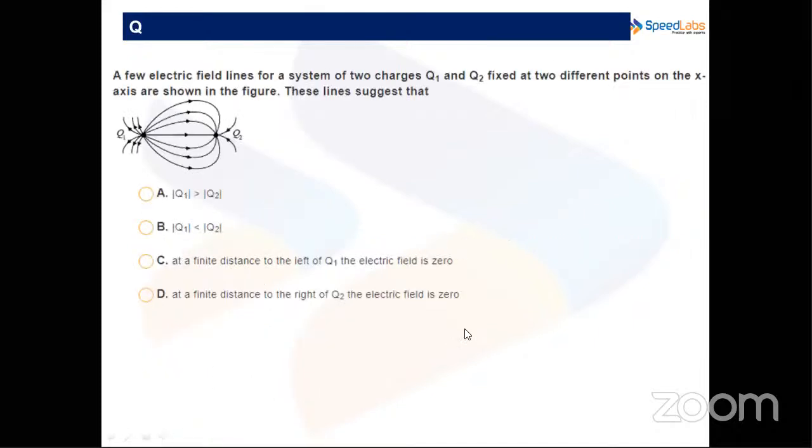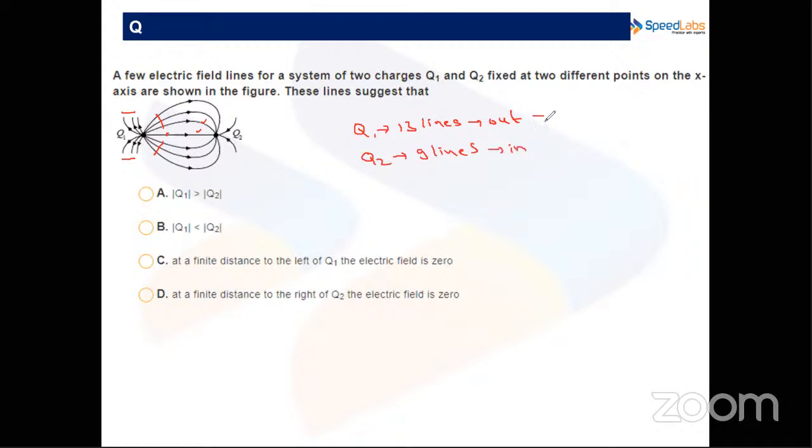A few electric field lines for a system of two charges Q1 and Q2 fixed at two different points on x-axis are shown in the figure. Now these lines suggest what? Can you see there are 3, 6, 9, 12 and 13. There are 13 field lines which are going out from Q1, and they are going out. And for Q2, there are 1, 2, 3, 4, 5, 6, 7, 8, 9. So for Q2, there are 9 lines and they are going in.